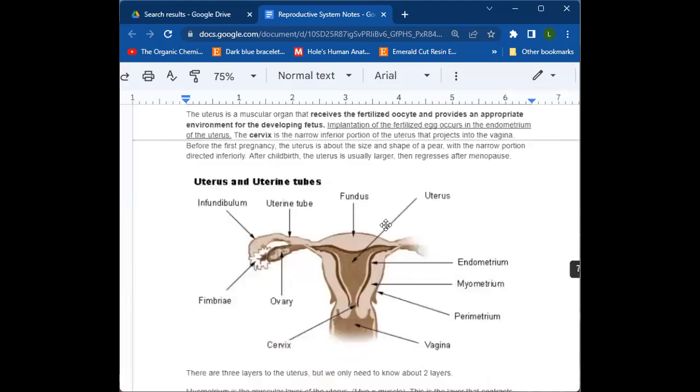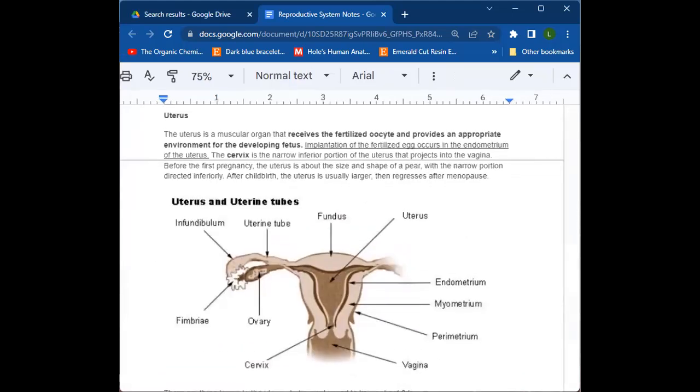Now let's take a look at the female reproductive system. Actually, before we do that, let me bring up a few questions for male, and then we'll do female reproductive.